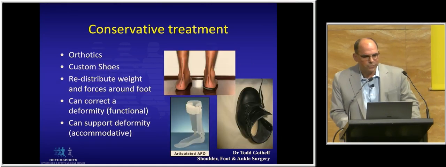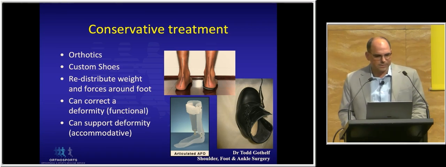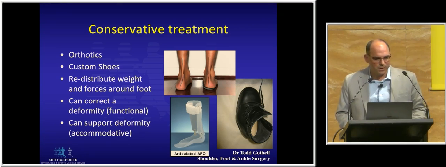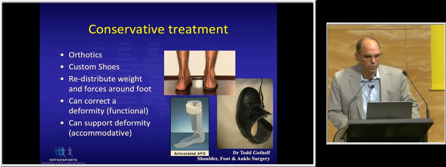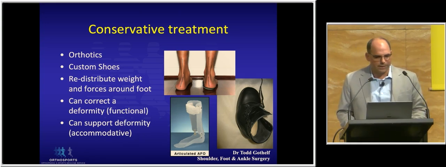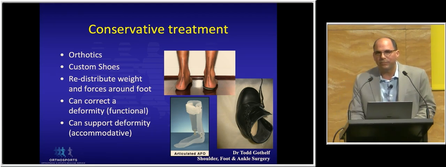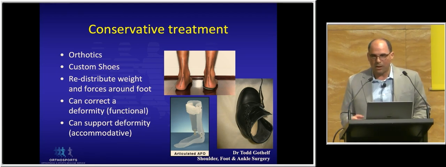Conservative treatment may include orthotics, custom shoes, redistributing the weight and the forces around the foot. You can use functional orthotics like the one on the top, where we see it helps to correct the deformity. Or you can use accommodative foot devices, which just accommodate or make whatever deformity you're dealing with more comfortable.